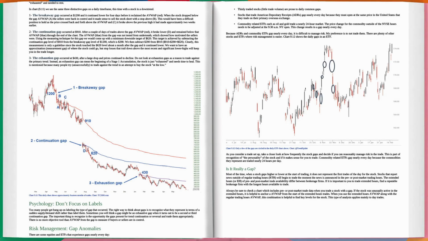Always be sure to check a chart, which includes pre- or post-market trade data, when you trade a stock with a gap. If the stock was unusually active in the extended hours, it is helpful to anchor an AVWAP from the start of the extended hours trades. When you use the extended hours AVWAP along with the regular trading hours AVWAP, this combination is helpful to find key levels for the stock. This type of analysis applies mainly to day trades.